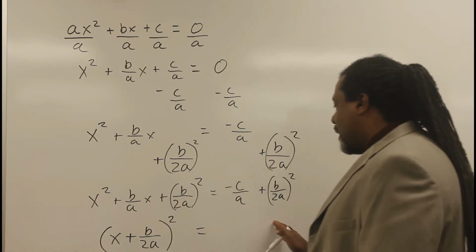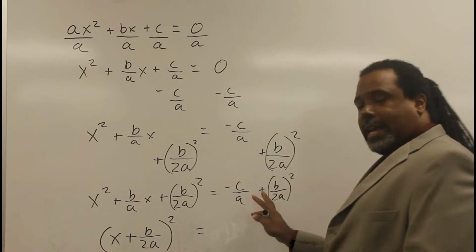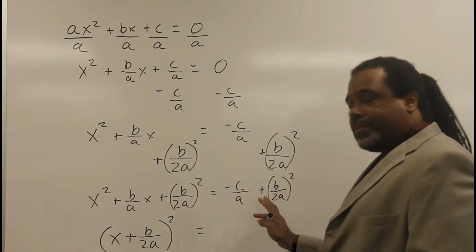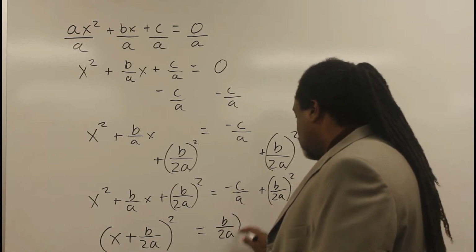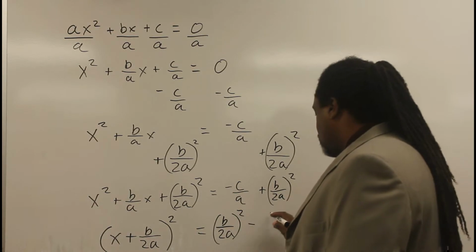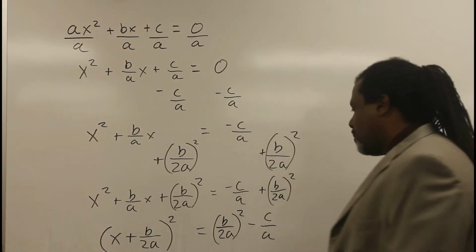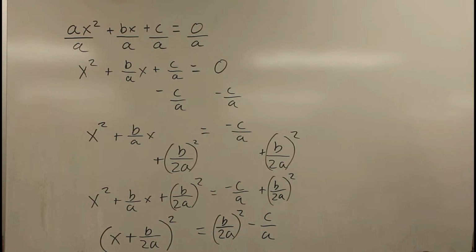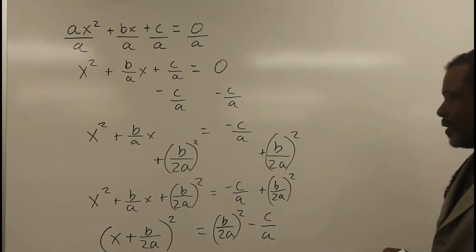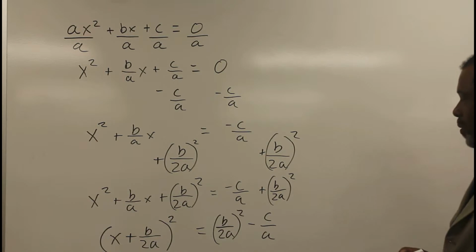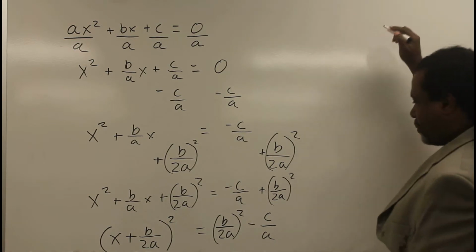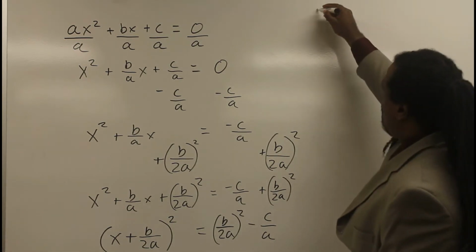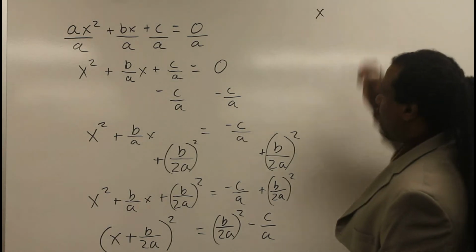And on this side, all I'm going to do is change the order of these two terms. So what we have is x plus b over 2a quantity squared equals b over 2a squared minus c over a. So I'm going to come up to over here and rewrite. That might be a little high.